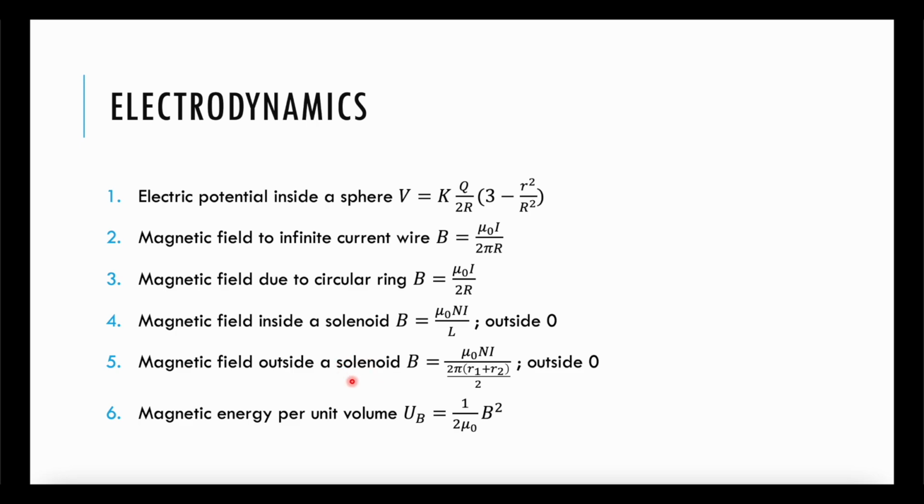This is inside a toroid: B is mu0 N I divided by 2 pi into (r1 plus r2) by 2, where r1 is the inner radius, r2 is the outer radius. There was one problem in shift 3, and magnetic field outside the toroid is 0. This is toroid, and the magnetic energy per unit volume is 1 by 2 mu 0 into B squared, and this is the same as half epsilon 0 E squared for electromagnetic waves.